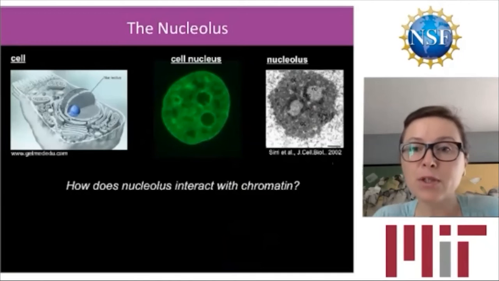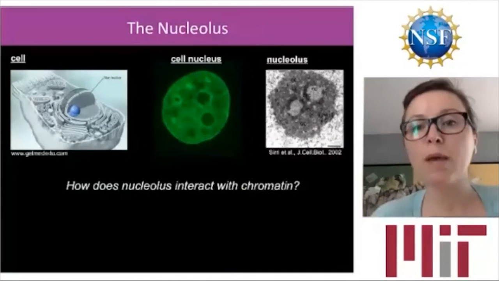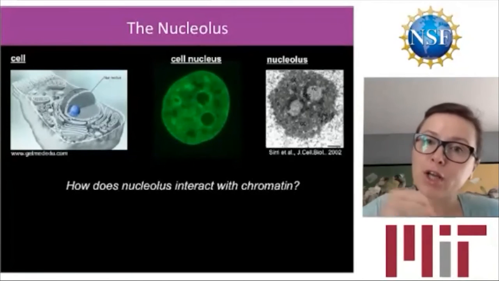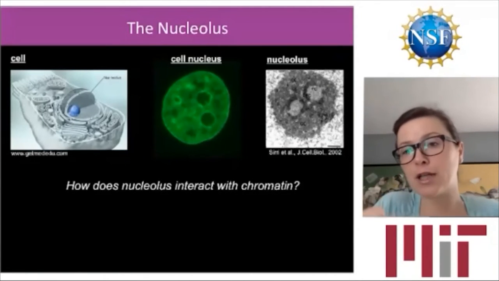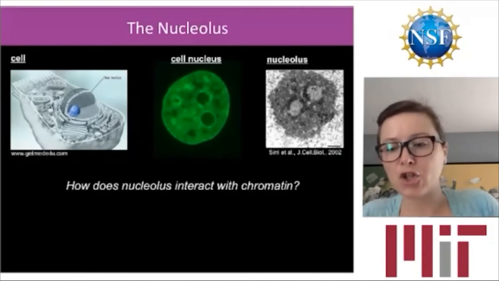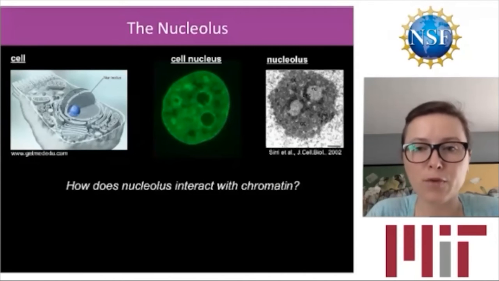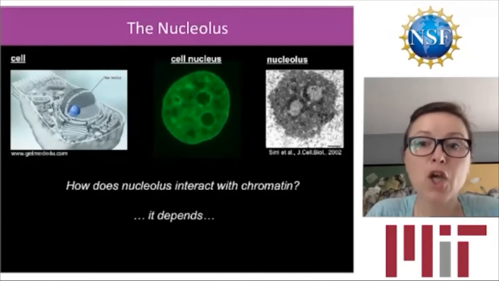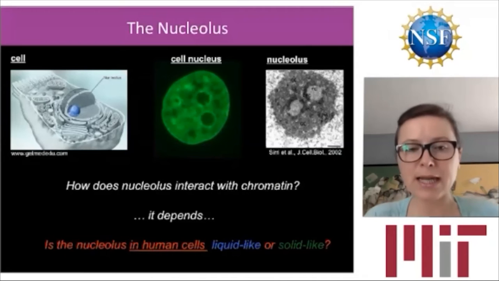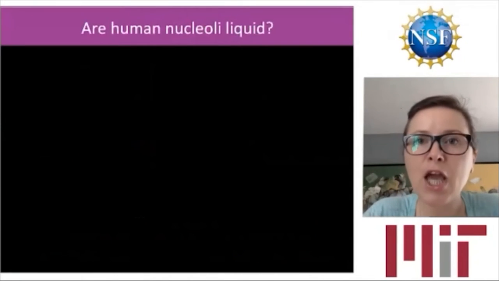How it interacts with chromatin is important to know before we use it as a rheological probe, because if it's a solid particle, it will behave and interact differently than, for example, a liquid droplet that actually deforms on its own, or has other types of interactions with the surrounding chromatin. So this is exactly the question that we set out to answer: is the nucleolus in human cells liquid-like or solid-like?